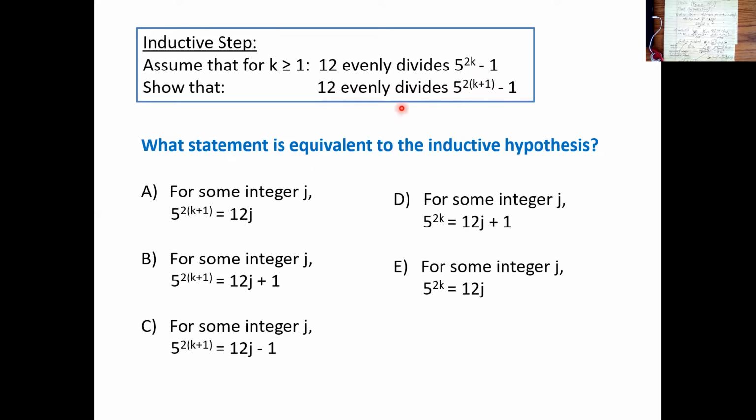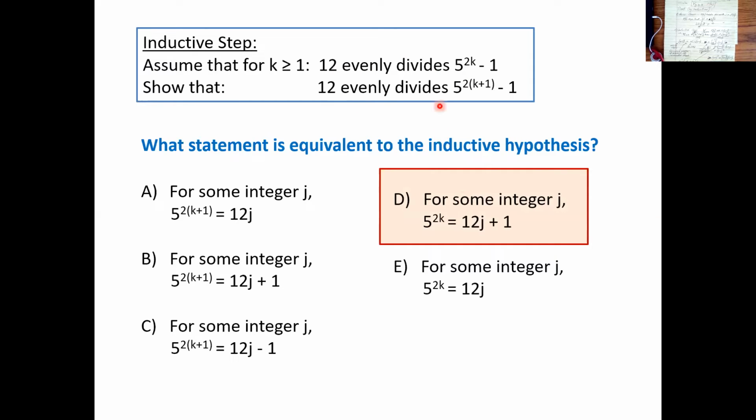So I will assume in my statement, what can I assume? I can assume this thing, right? That 5 to the 2k minus 1 is 12 times something. It's this statement, because I just move 1 over here, and it is the statement that 5 to the 2k minus 1 is equal to 12 times something. So my predicate in the inductive hypothesis will look that way.